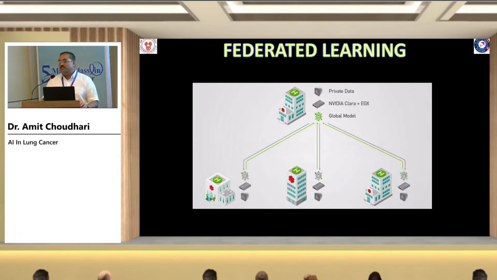Then the new kid on the block as far as artificial intelligence is concerned is what is known as federated learning. This is nothing but something like shared learning. So what happens in federated learning is that a CNN model is developed or trained at one given institute, and it is this model which can be distributed to other institutes in the network, such that the model undergoes training on a newer data set at those newer institutes.